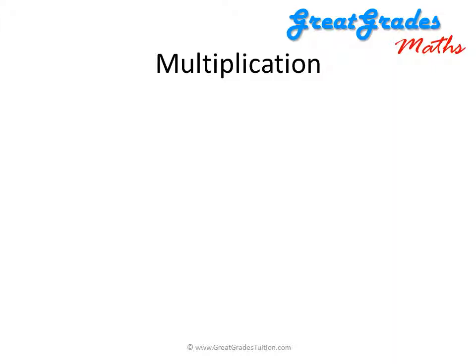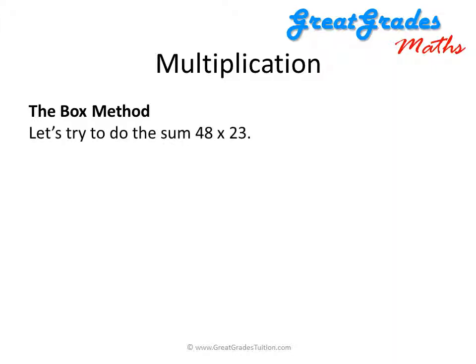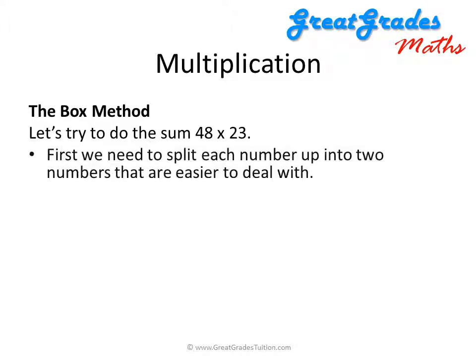So looking at multiplication then, first of all, the first method that we're going to look at is called the box method. So let's try and do this sum, 48 times 23. This would be very difficult for us to do in our heads, but the box method makes it extremely easy. So first of all, what we need to do is we need to split up each number into two other numbers that are easier to deal with.